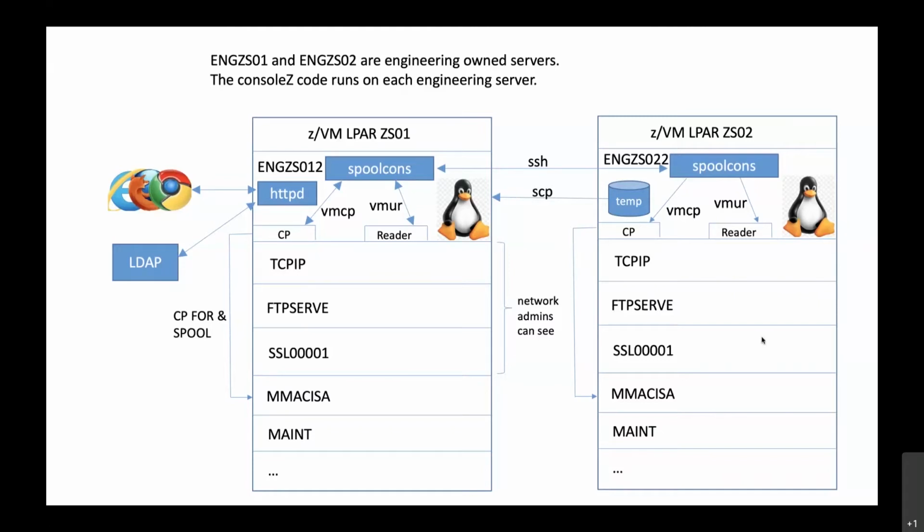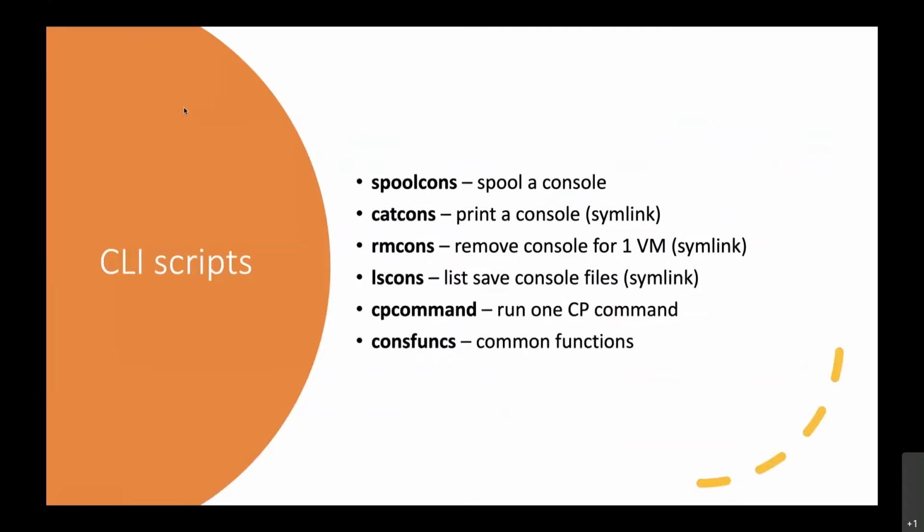He deployed the Consolez code onto each of our engineering servers across all 60 LPARs. So it allows us to use a single node as the browser and communicate through SSH and SCP to all the other LPARs. There's a series of scripts, the spool console, catcons. They do the various functions built into the script.